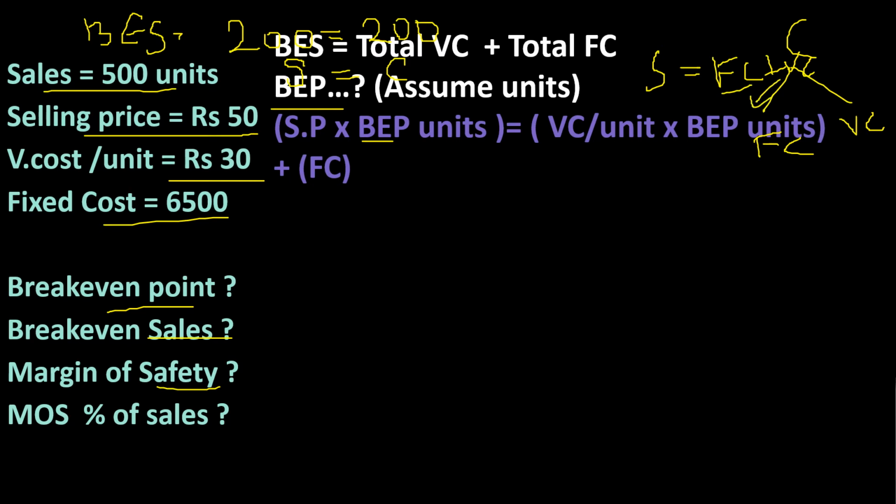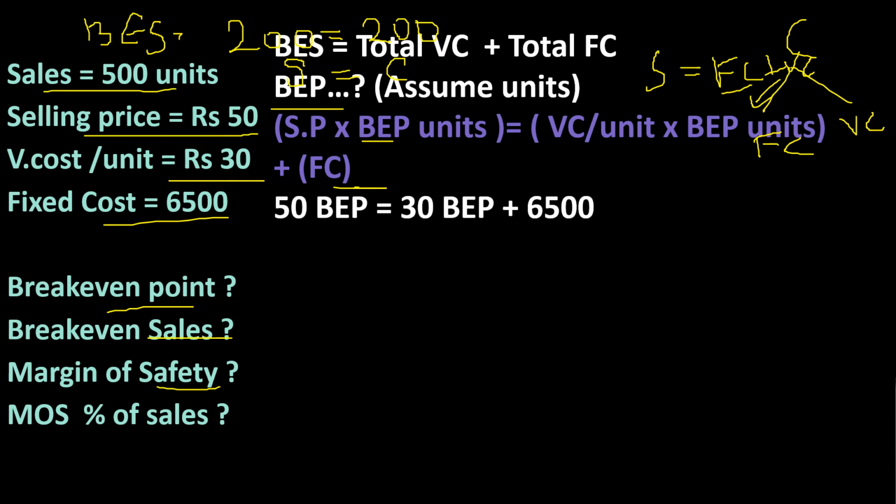It's clear? Why is there no multiplication of BEP units in the fixed cost? Because the fixed cost does not depend upon the volume of output. Fixed cost remains the same whether the output is increased or decreased.